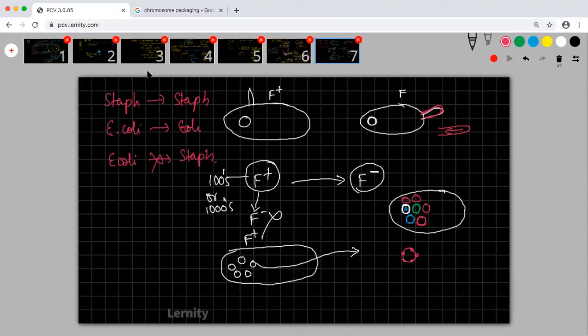What if it does not have the plasmid? What is the use of pili there? Pili is a conjugation tube. Whenever there is a need, it will try to transfer genetic material. Yes, it happens only in compatible cells. If this is F plus and that is F minus, only then will this happen.